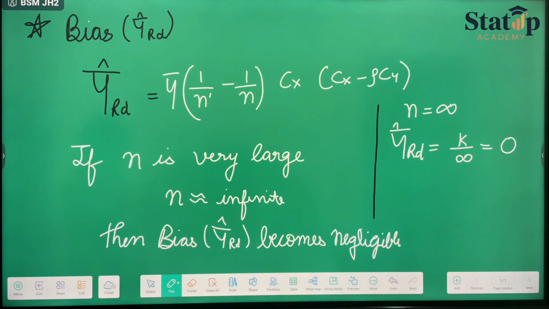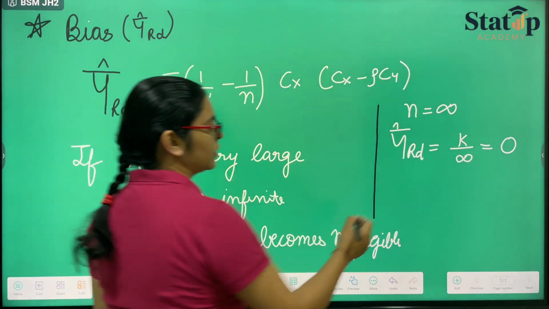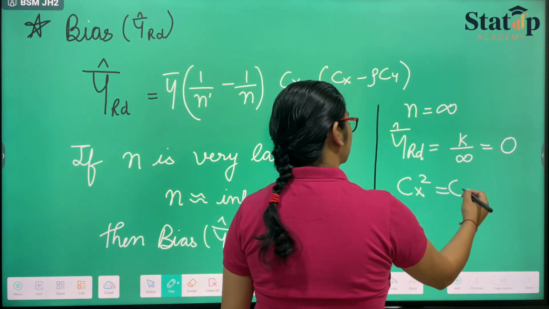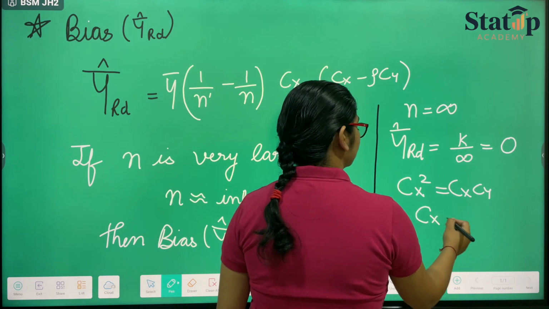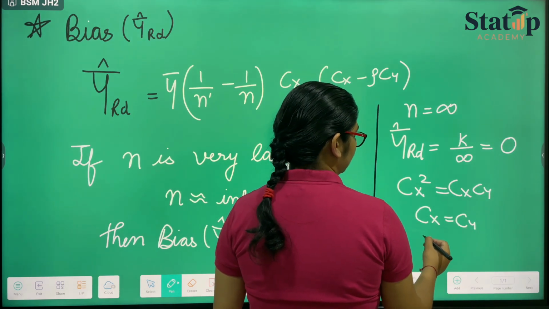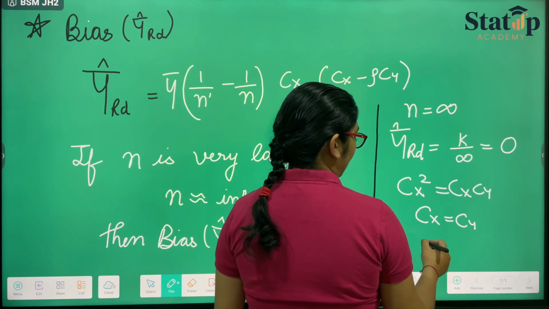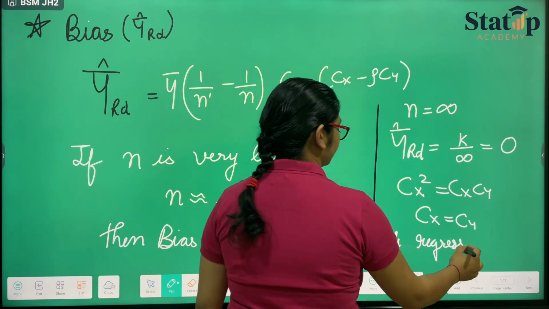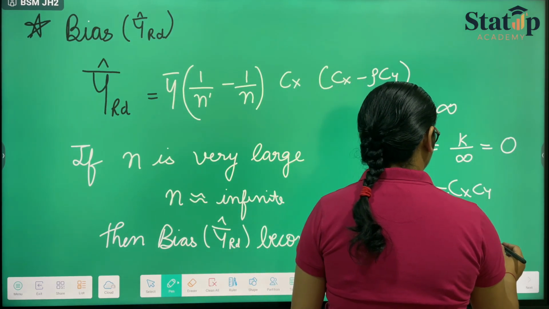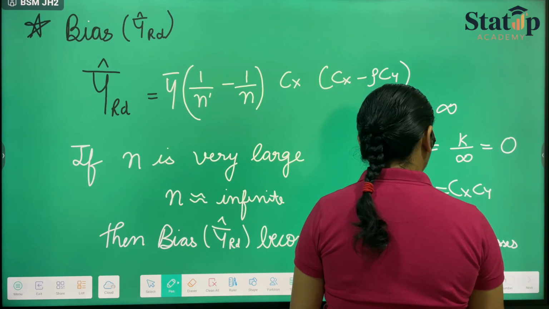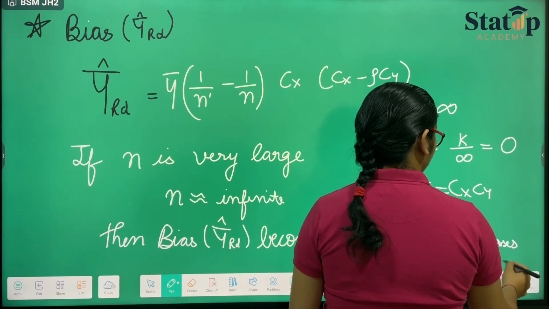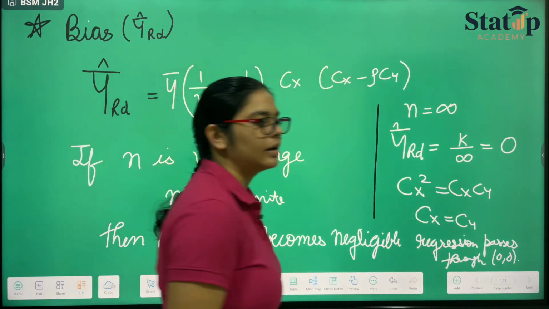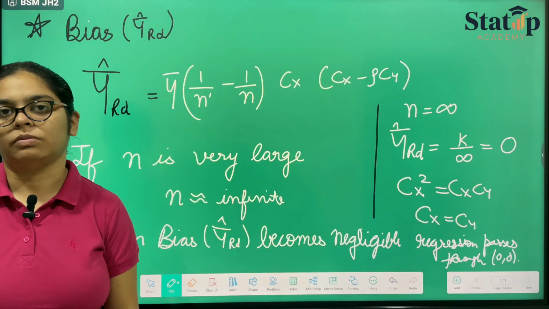And if cx minus rho cy is equal to 0, then cx is equal to rho cy, or we can say cx square is equal to cx cy, or cx is equal to cy. Then this regression line passes through the origin. These were the two results that we did in the previous lecture. I hope you are clear with all of them.